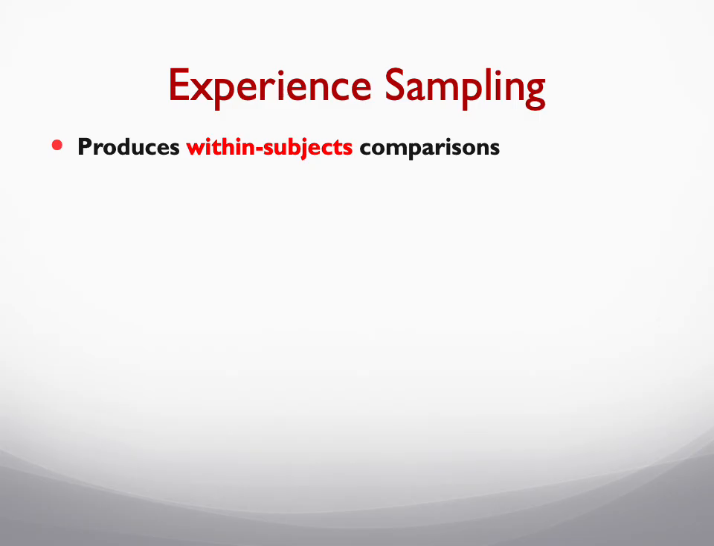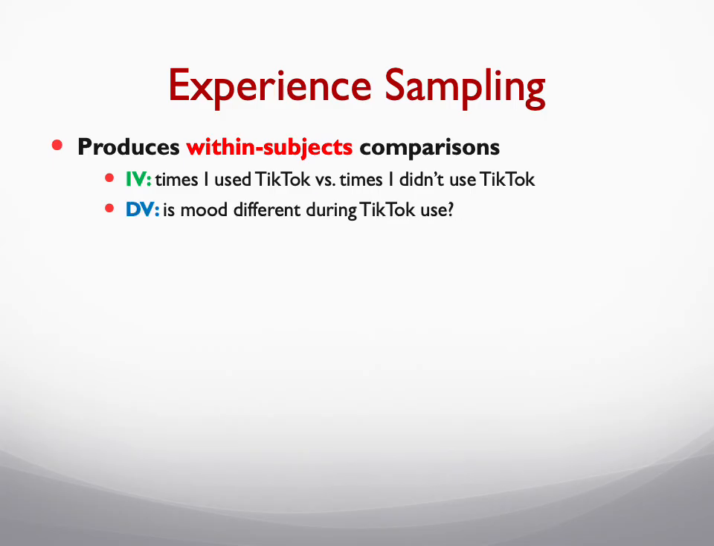And so in this case, when I run an experience sampling study, the correlations that I calculate are going to reflect these within-person comparisons rather than just these between-person comparisons. And that leads to slightly different interpretations, because now my independent variable is going to reflect something like times when I'm using TikTok versus times when I'm not using TikTok, and what is my mood across these different scenarios.